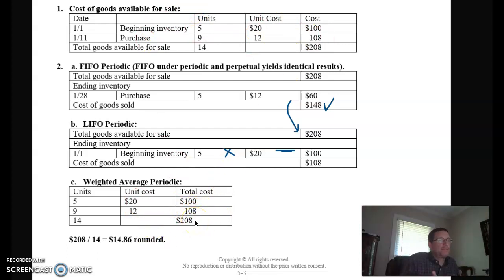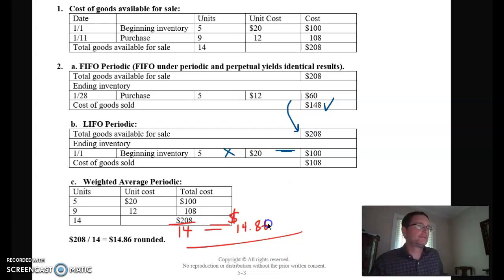Now, how many units do we have that we could sell? We have 14 that we could sell. So you take 208 divided by 14 and you get 14.86 rounded. And then we will use 14.86 as our number instead of 20 or 12. Let me show you on the next screen.